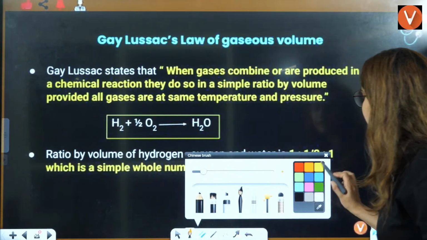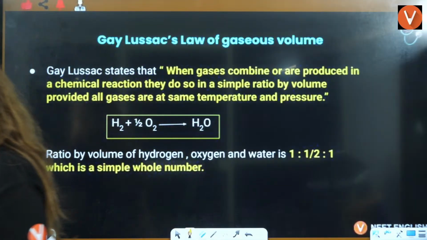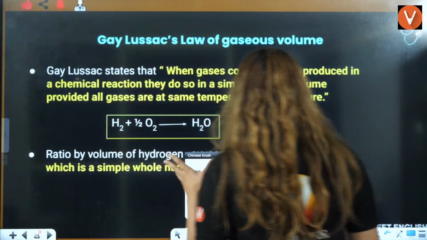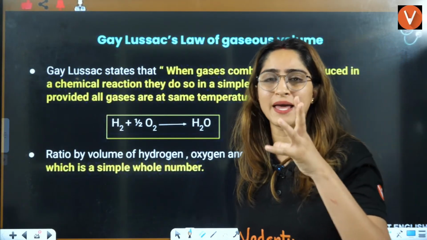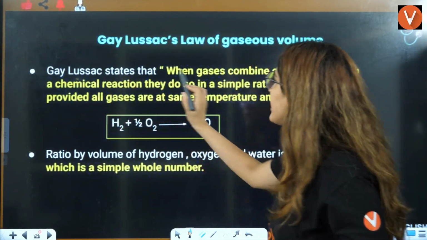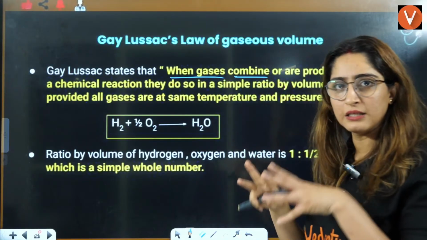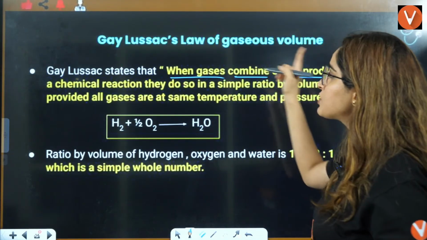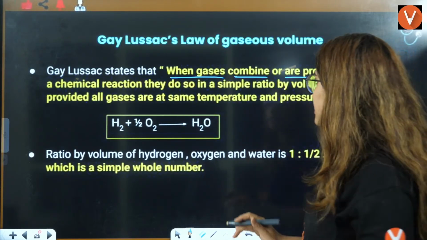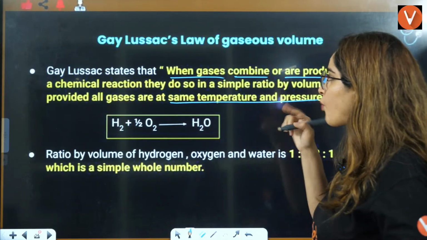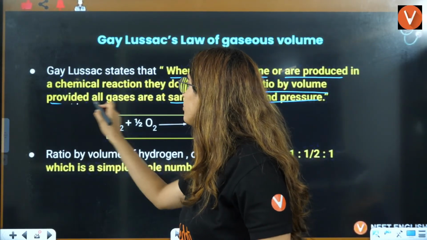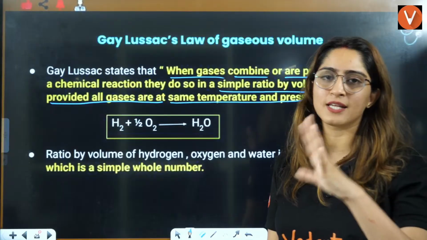Now, the next law is Gay-Lussac's law. What is Gay-Lussac's law? Gay-Lussac's and Avogadro's laws are a little bit comparable to each other, so we'll talk about them. Gay-Lussac states that when gases combine or are produced in a chemical reaction, at constant pressure and temperature, they do so in a simple whole number ratio by volume, provided that all gases are at the same temperature and pressure.